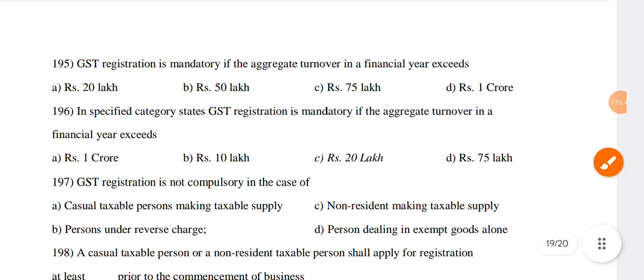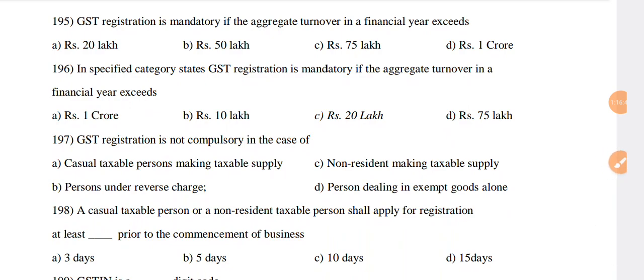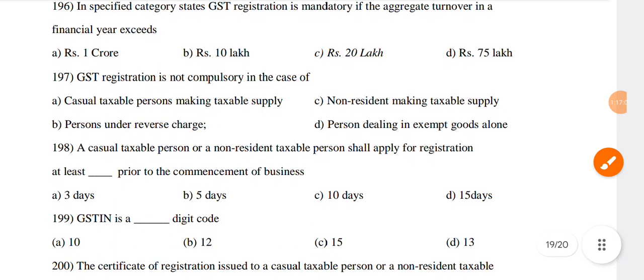Next question, in a specified category state, GST registration is mandatory if the aggregate turnover in a financial year exceeds option A, rupees 1 crore; B, rupees 10 lakh; C, rupees 20 lakh; and D, rupees 75 lakh. The correct option is B. Next question, GST registration is not compulsory in the case of option A, casual taxable persons making taxable supply; B, persons under reverse charge; C, non-residents making taxable supply; and D, person dealing in exempt goods alone.